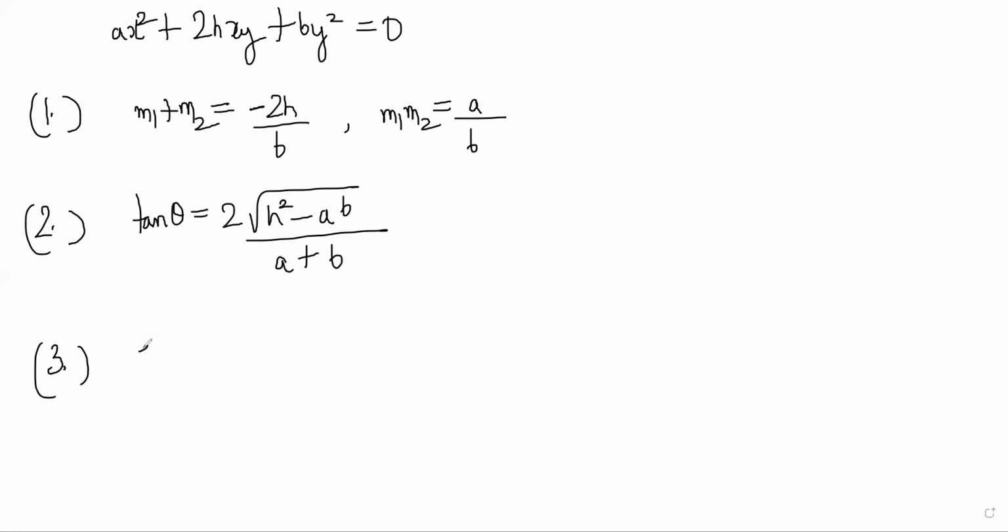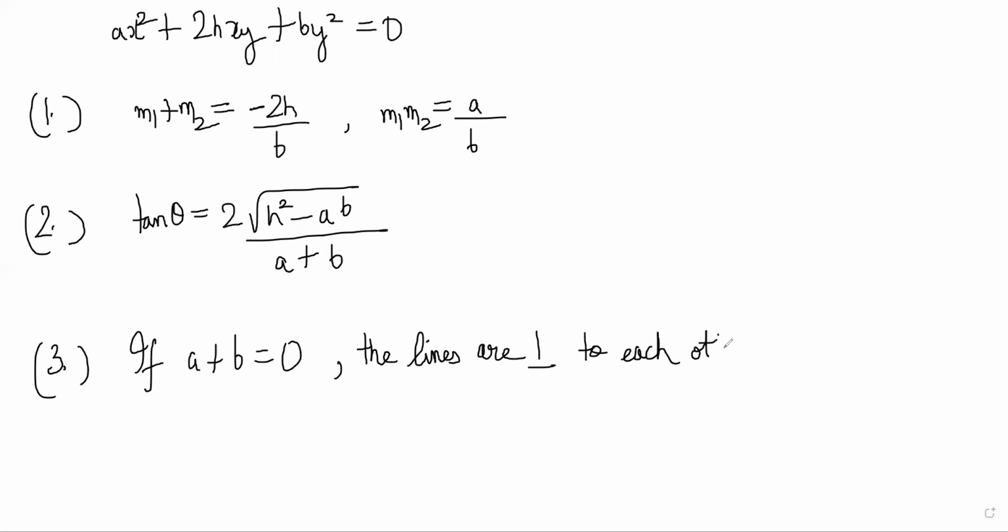And if a plus b is equal to 0, the lines are perpendicular to each other, right? Because then your tan theta has become infinite. So this is what you need to know for a pair of straight lines passing through the origin. Okay, so write it down, and if you have any doubts, if you have not understood something, just ask now only.